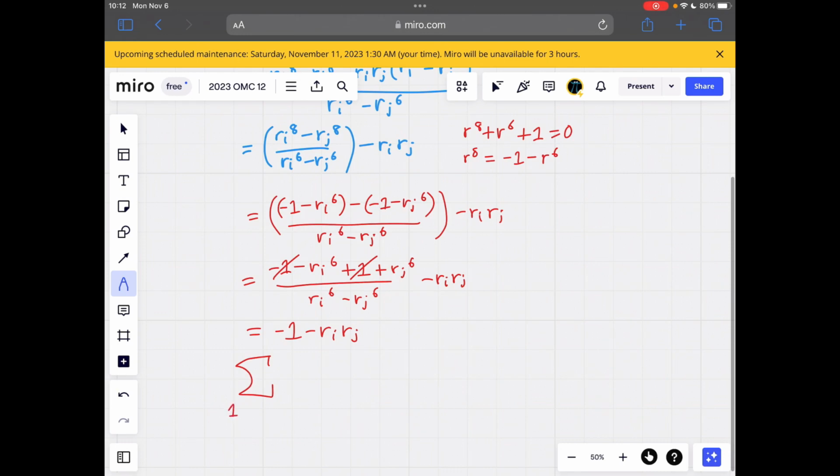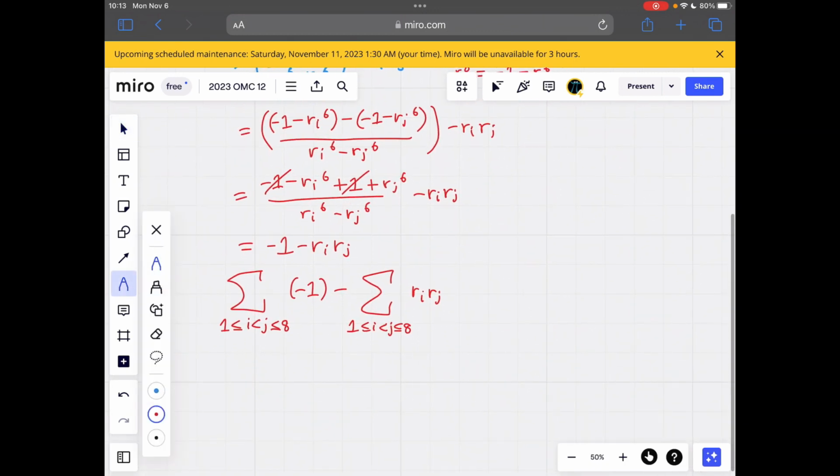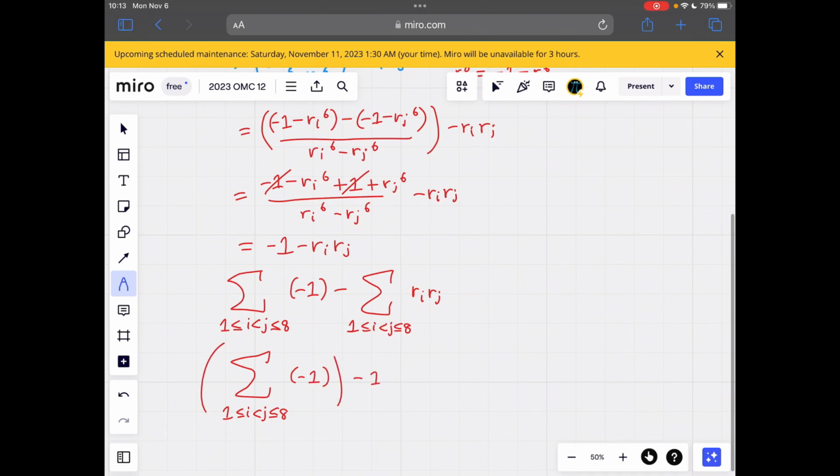So we want the sum of negative 1 minus the sum, where i and j are taken over unordered pairs between 1 and 8, of ri rj. The second one is easy. That's just the sum of the roots taken in pairs, which by Vieta's is equal to the x to the 6th coefficient over the x to the 8th coefficient. And that's just 1 over 1, which is 1. So we want the sum where 1 is less than or equal to i is less than j, is less than or equal to 8 of negative 1, and all of that minus just 1.